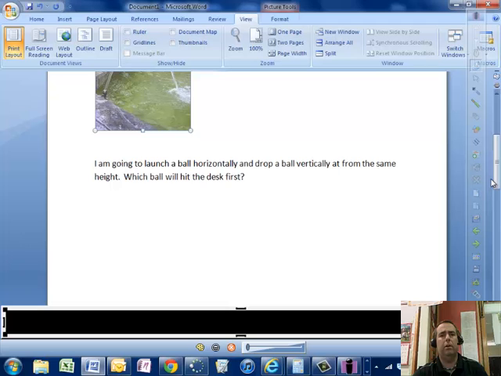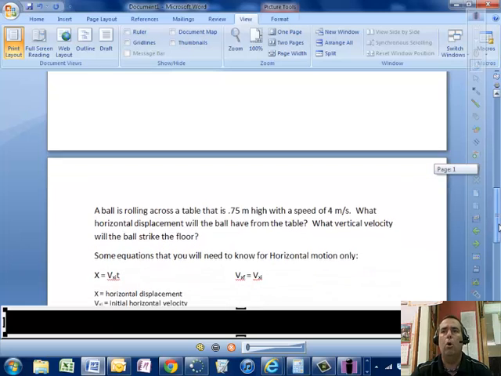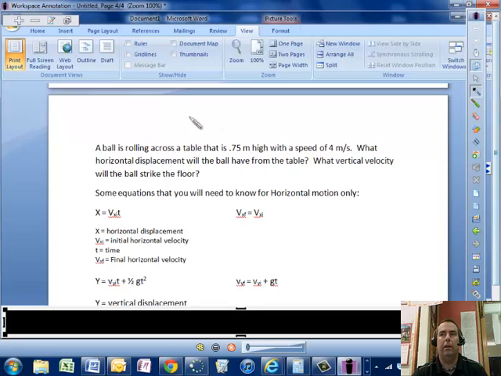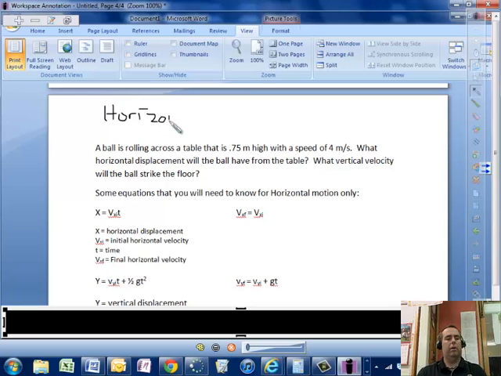Now, what we're going to be focusing on in this section is horizontal movement initially only. Sorry, trying to write with my mouse and not quite the best thing here. We're going to say that a ball is rolling across a table. As it rolls across that table, think about it, there is no vertical motion to it. And if there's no vertical motion, that initial vertical velocity is going to end up being 0.